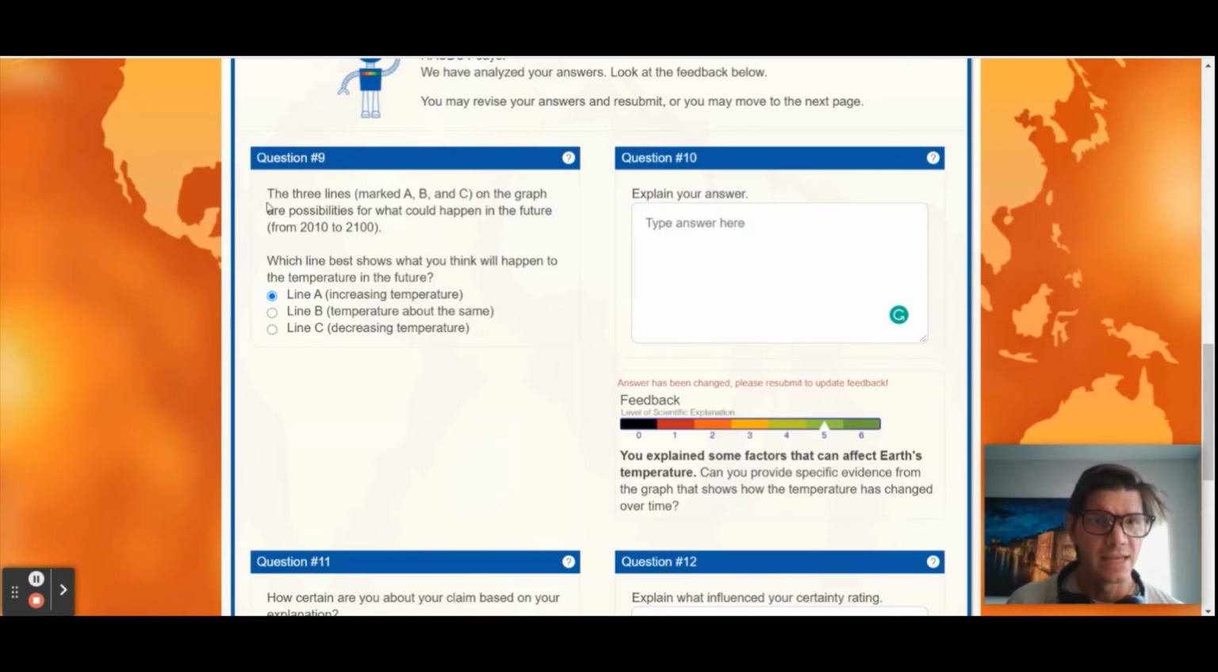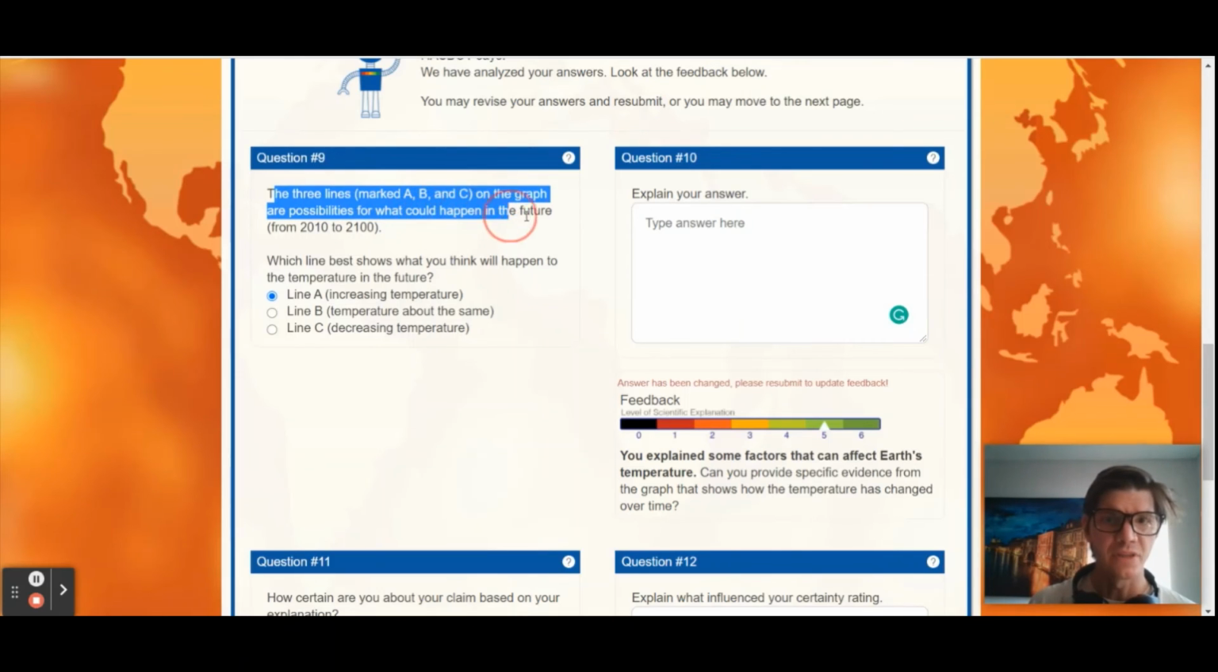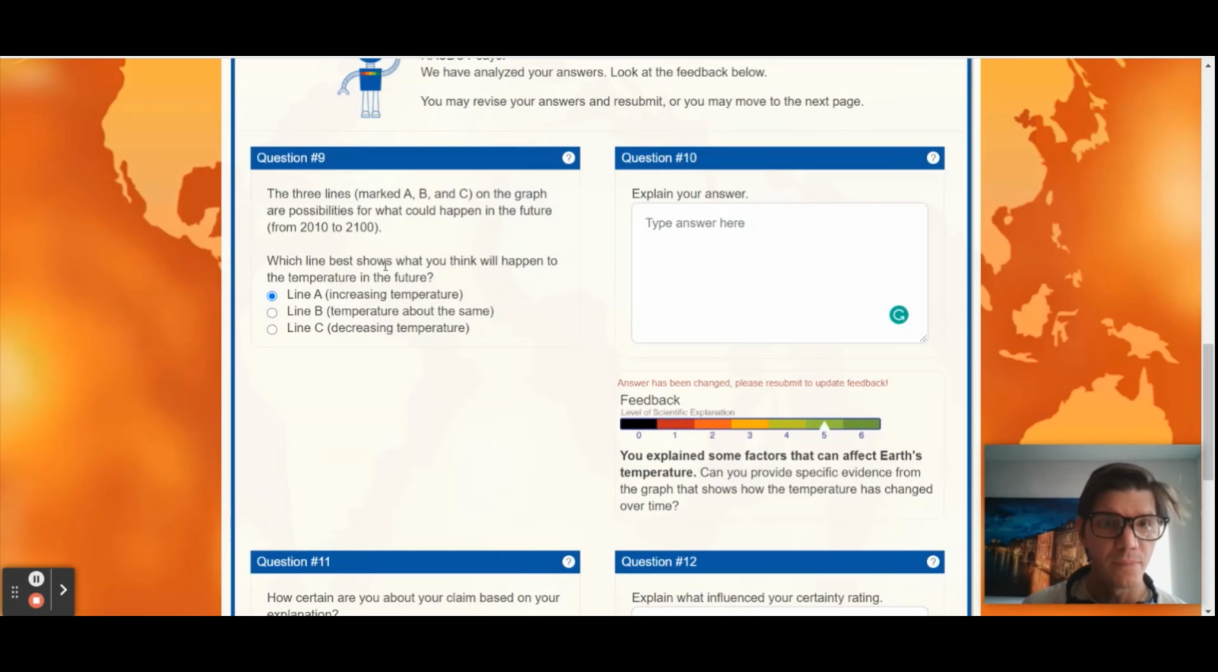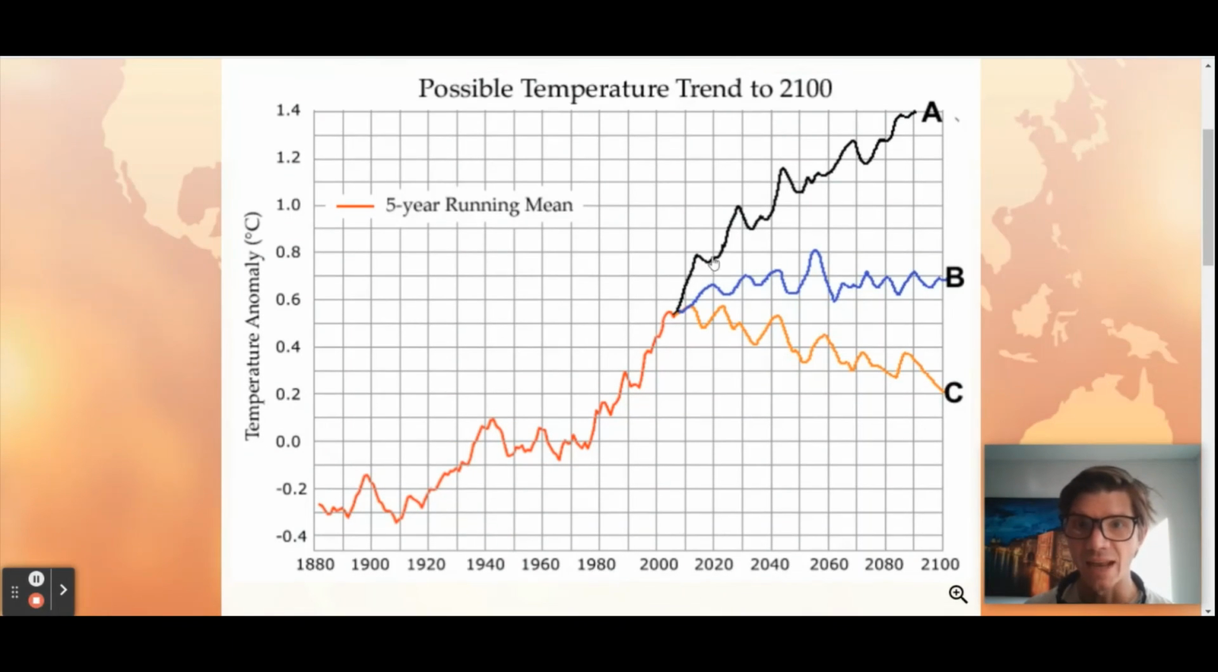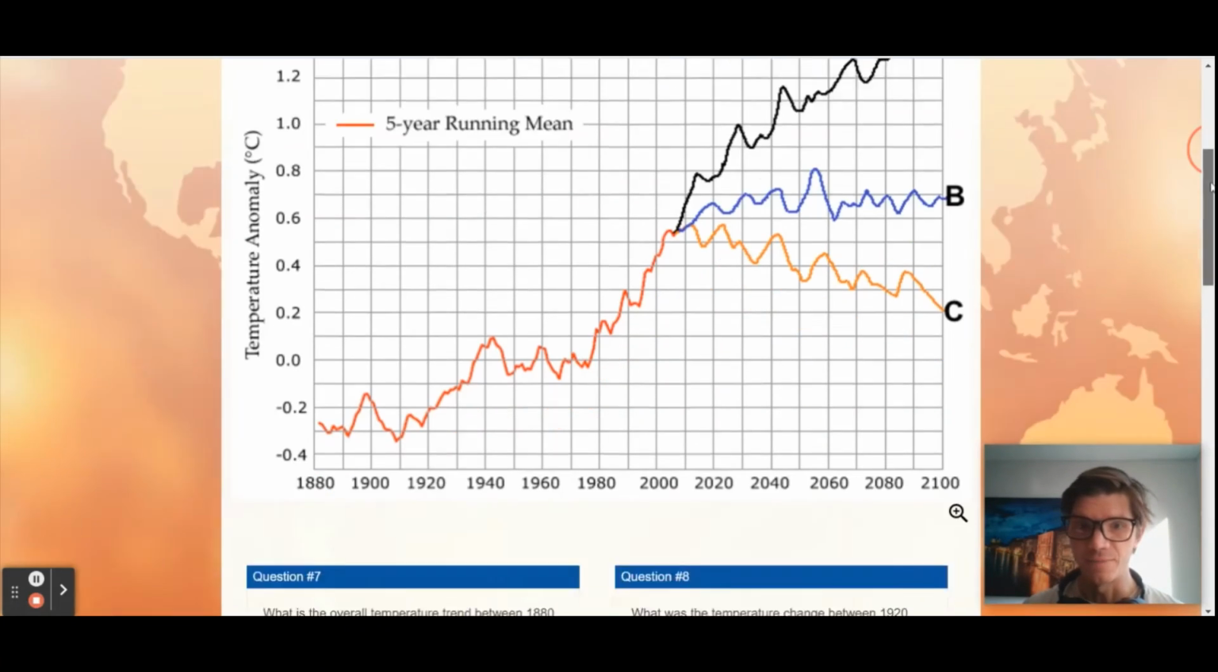Question 9 says the 3 lines marked A, B, and C on the graph are possibilities for what could happen in the future from 2010 to 2100. Which line best shows what you think will happen? Well, if we were to look at the trend that we see from the data that we already have, we can see that not only is the temperature anomaly increasing, but it's increasing the amount that it's increasing, which is why it seems that line A would be a safe prediction based on the data that we already see.